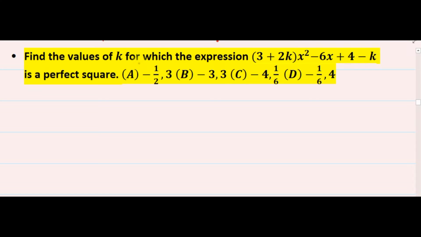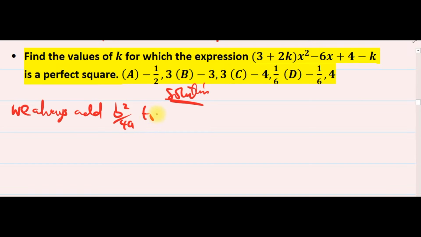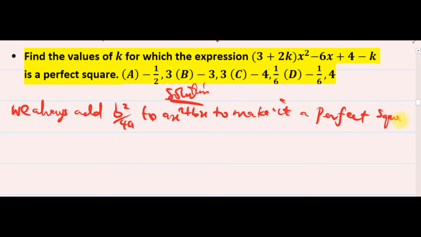So we are asked to find the values of k for which the expression is a perfect square. Okay, this is a quadratic function. We know that for every quadratic function, we always add b squared over 4a to ax squared plus bx to make it a perfect square. So in any quadratic function like this, we add b squared over 4a to make it a perfect square.